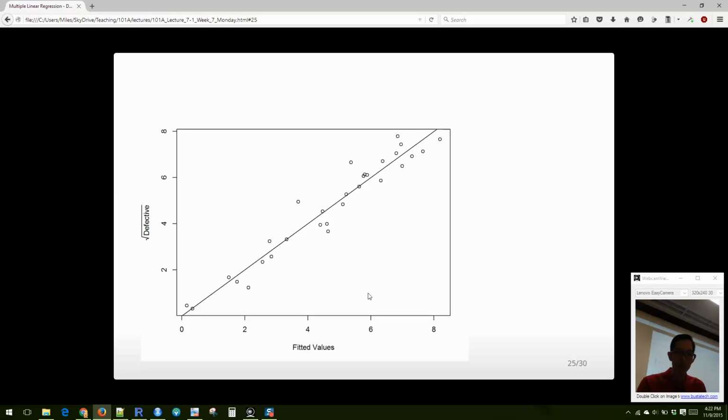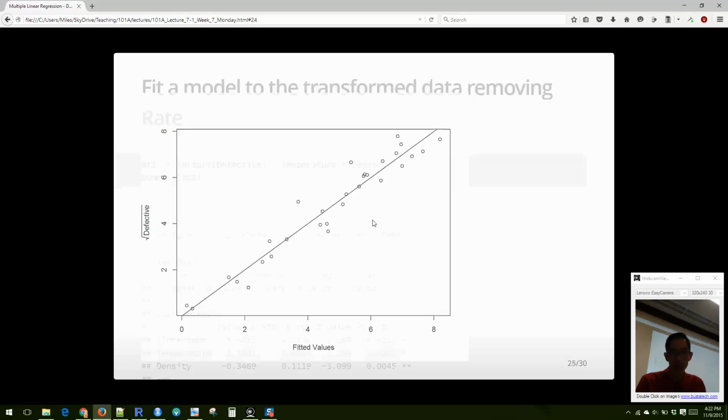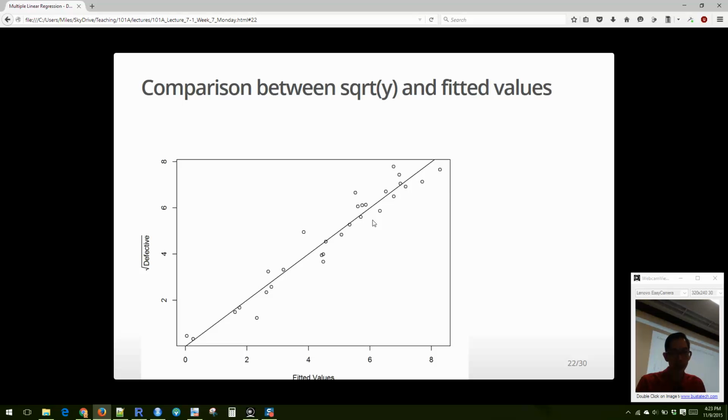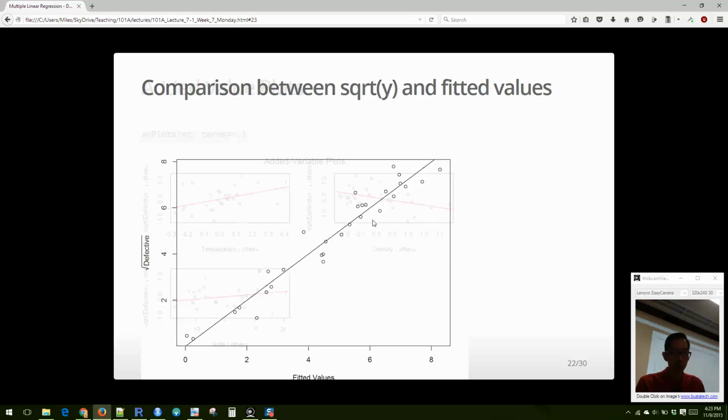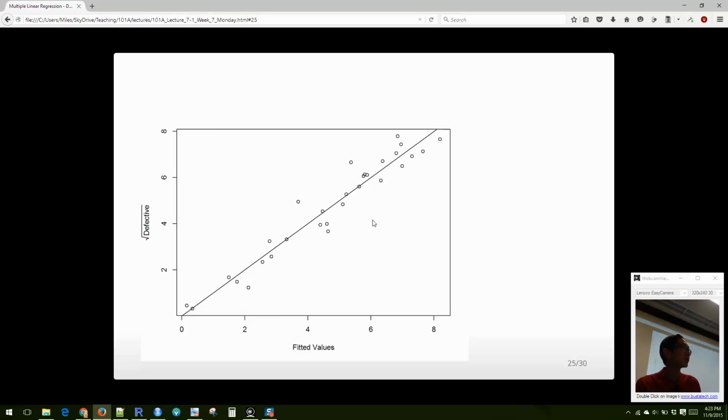This is the fitted values versus the defective when we've removed rate, and it looks almost exactly the same as when we included rate. So removing rate probably has minimal impact on our model fit. So that's good.